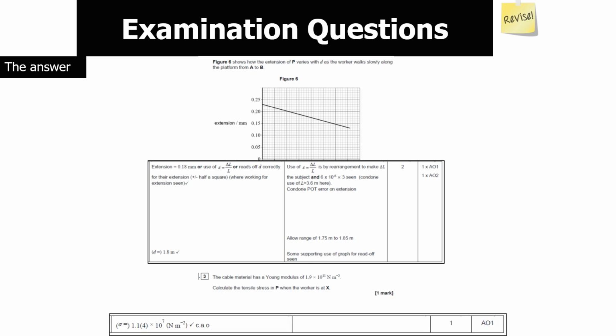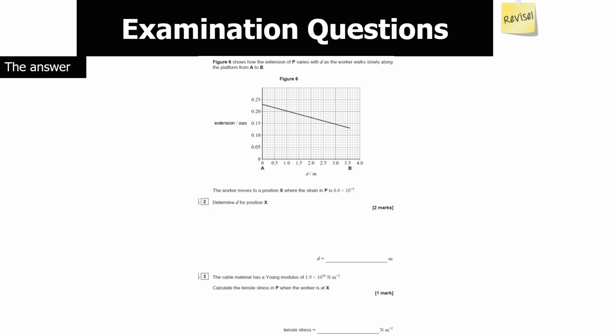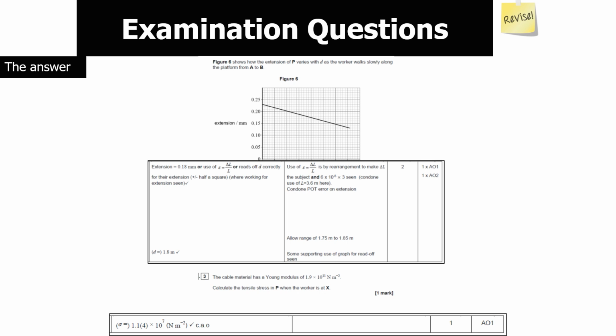Then for the next question, we can say that the stress is going to be equal to 1.1 times 10 to the 7 newtons per meter. Again, why is that? Well, we've got our strain from the previous question, 6 times 10 to the minus 5. We know that Young modulus is stress over strain, so stress is going to be Young modulus times strain. So you do 1.9 times 10 to the 11 times 6 times 10 to the minus 5, and therefore you get your answer to be 1.1 times 10 to the 7 newtons per meter squared.